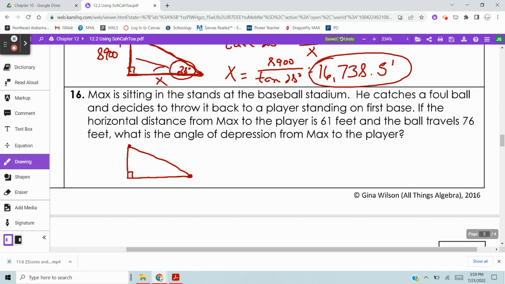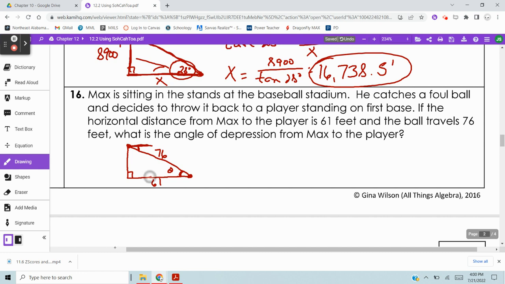So it said he's sitting in the stands. He catches a foul ball. His horizontal distance from Max to the player is 61 feet. That would be this distance. The ball travels 76 feet. So the ball is actually traveling along this path. And we want to know what the actual angle of depression, and again, we're looking for this angle of depression, which I want to remind you that's the same as this angle of elevation. So that's the angle we're looking for.